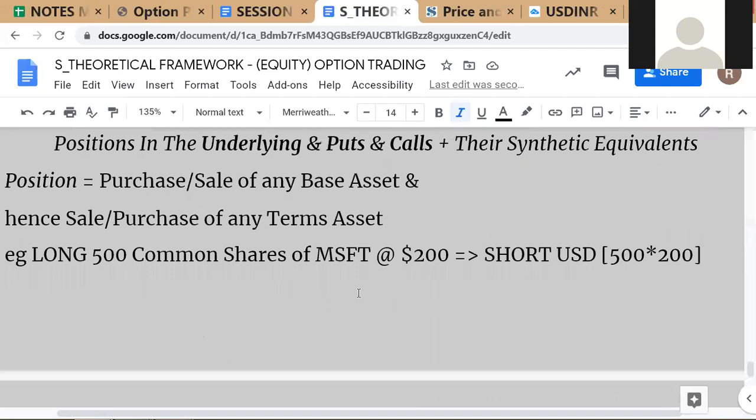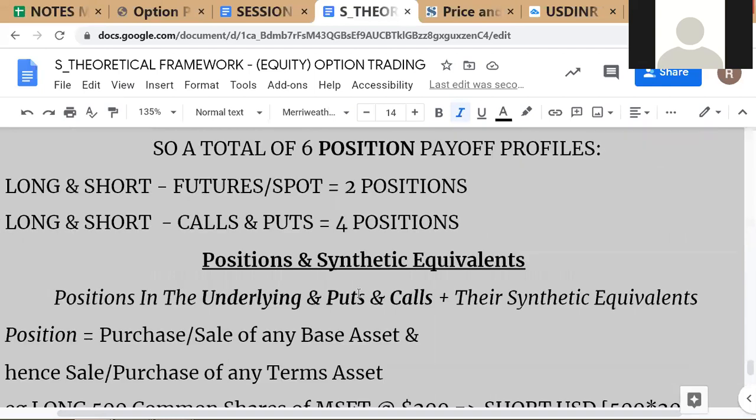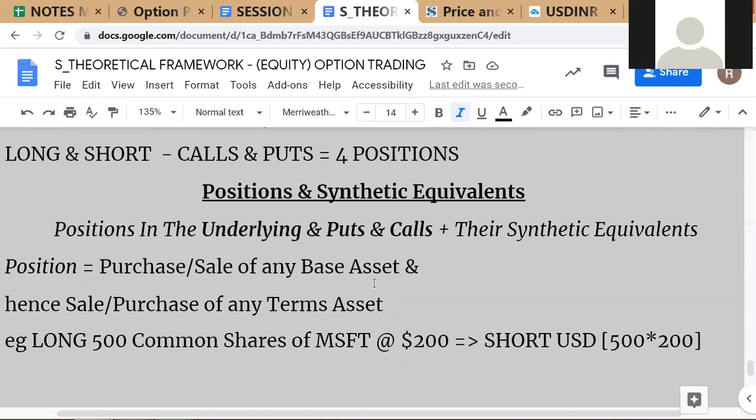So we started with the idea of positions and synthetic equivalents. So we did a little bit of recap just to make sure everybody understands. Okay, these are the crucial terms: base asset, terms asset. So when you have a position, you have a little bit of background noise. You can just ignore that. Okay, this base asset and terms asset. So any position is defined in terms of you either purchase this or sell this, and then you do the opposite here. That's a position.